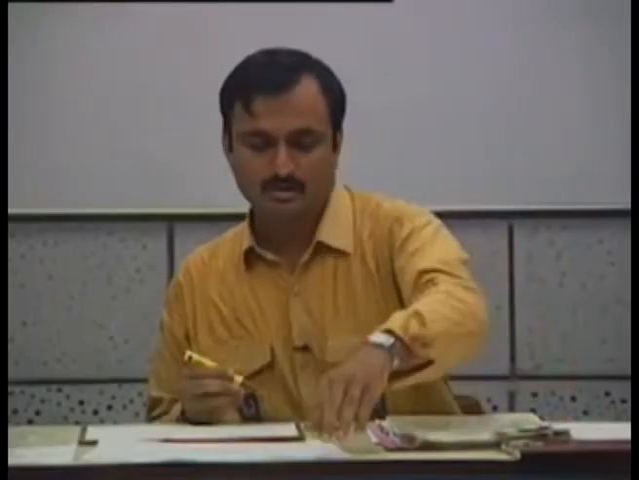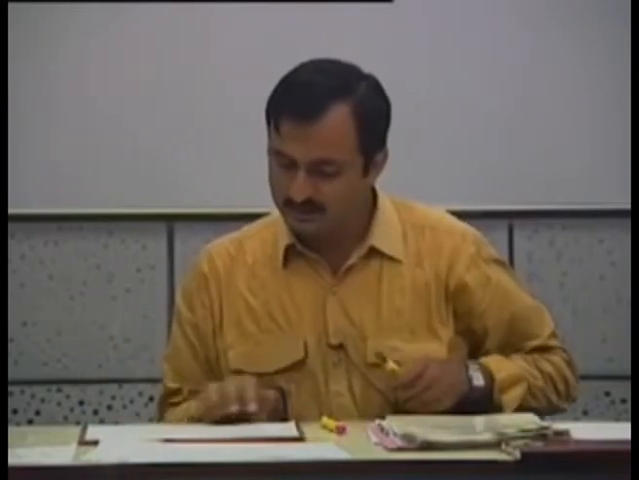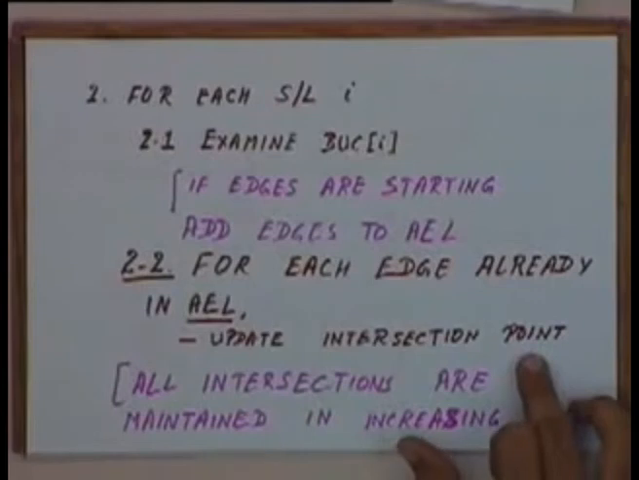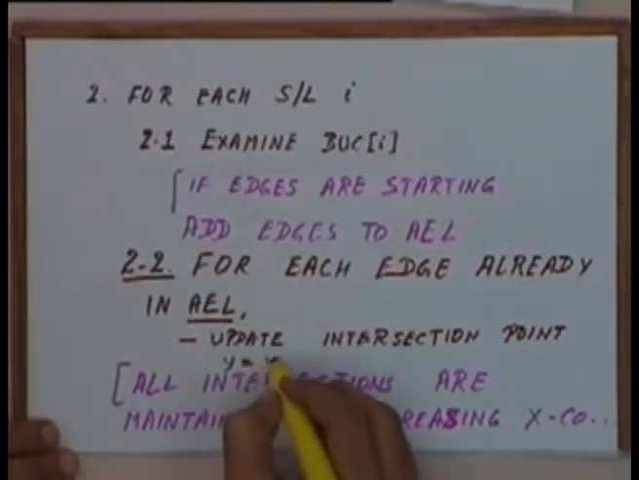Okay. So, the corresponding modifications you can make in the algorithm, that is, we have said update intersection points. Along with that, we will also have to update y. Okay, we will have to say y will be equal to y minus 1.